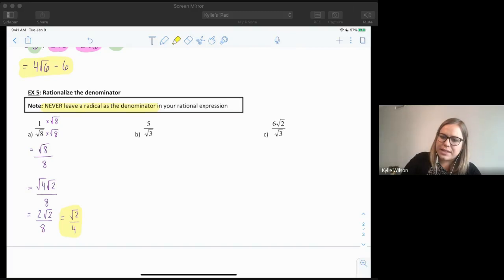Okay. As you guys are typing, I'm just going to go through this next example. So for B, I have 5 over root 3. I cannot have a root 3 on the bottom. So I'm going to multiply my denominator by root 3 and the numerator by root 3, like this. And then 3 times root 3 is going to give me 3. And in the numerator, I have 5 root 3. Now I'm unable to simplify root 3, so it just stays there, and that's as simple as I can get it.